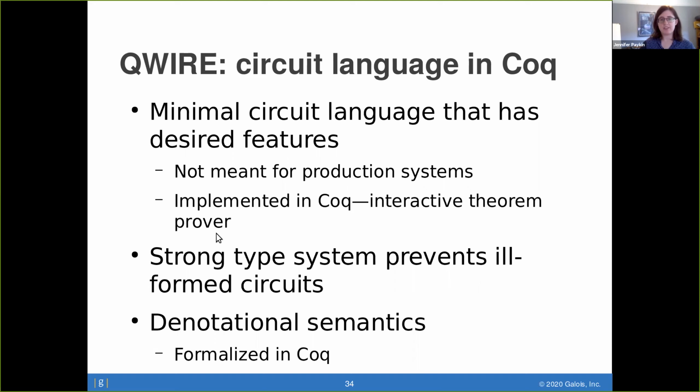QWIRE, however, does have a lot of good features, and that includes a strong type system that both prevents ill-formed circuits from being constructed and also describes things like how many qubits a circuit operates over. So that way, you never have to worry about, say, applying a circuit that expects classical bits, for example, to the wrong state. And of course, it has a denotational semantics, which is formalized in Coq, which is, I argue, extremely important.